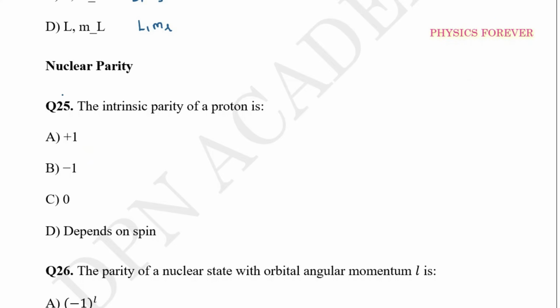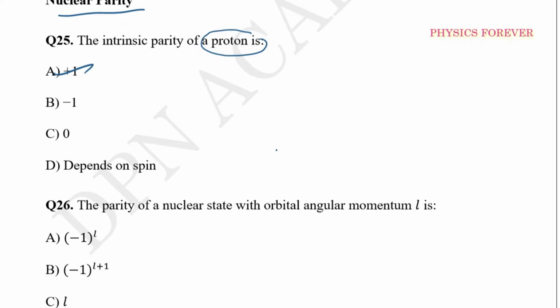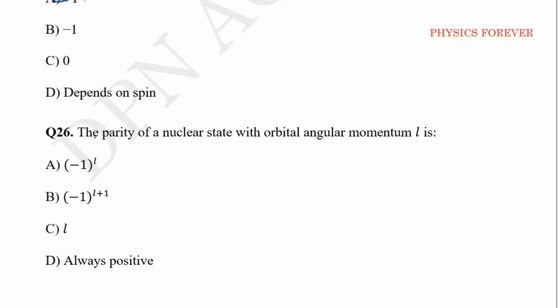Next, nuclear parity. The intrinsic parity of the proton is option A, +1. The parity of a nuclear state with orbital angular momentum L, the correct option will be A. These are the formulas.